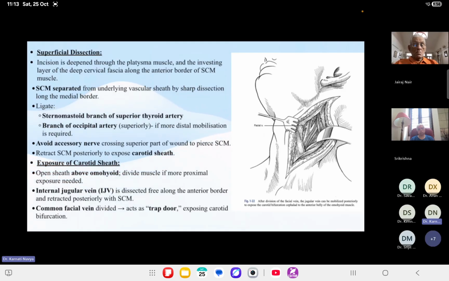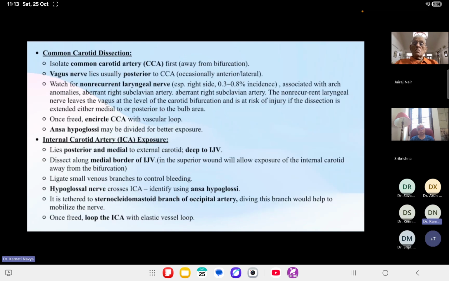The internal jugular vein is dissected free along the anterior border and is retracted posteriorly along with the sternocleidomastoid muscle. The common facial vein is divided. It usually acts as a trapdoor, exposing the carotid bifurcation. Once the common facial vein is ligated, the carotid bifurcation is easily visible.